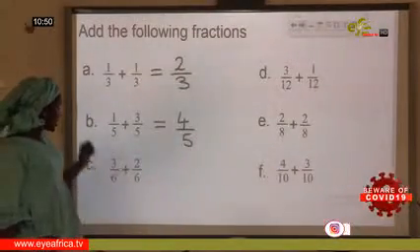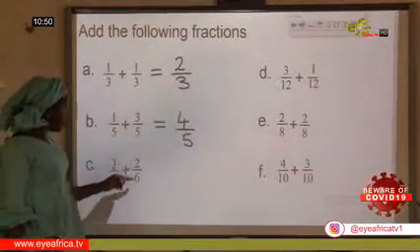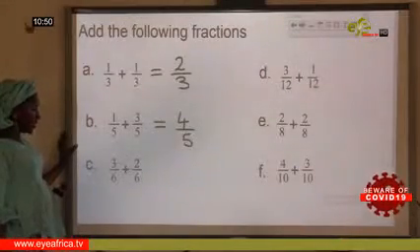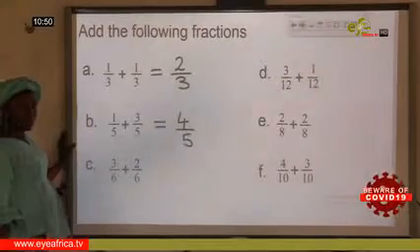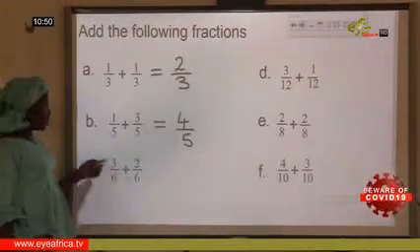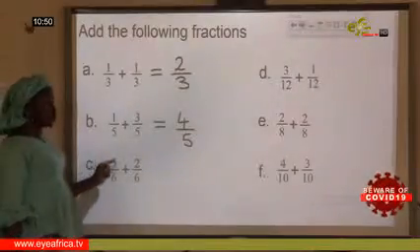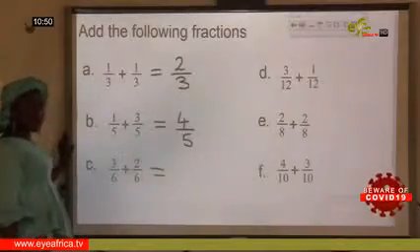Question C, 3/6 plus 2/6. 3 over 6 plus 2 over 6. Again, the same denominator, we are going to add the numerators. 3 plus 2. 3 plus 2 is how much?